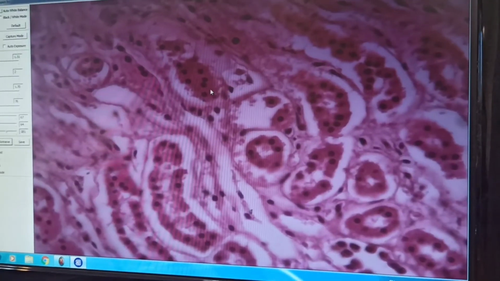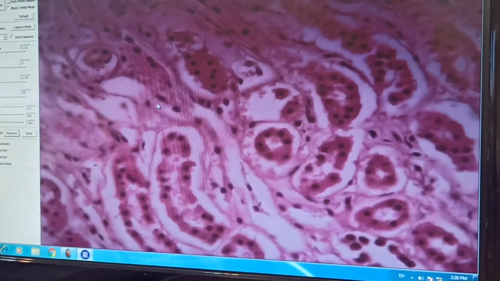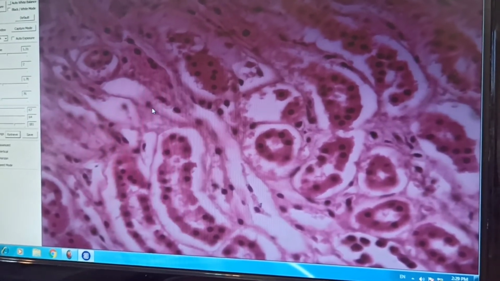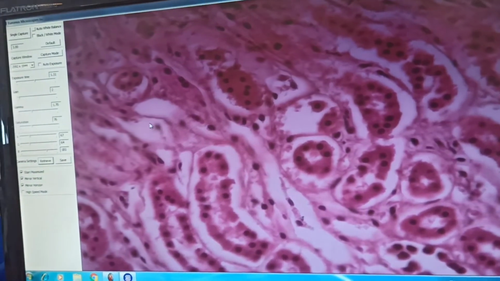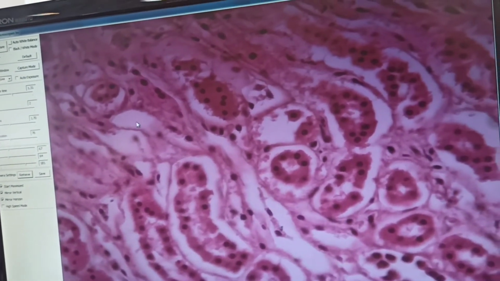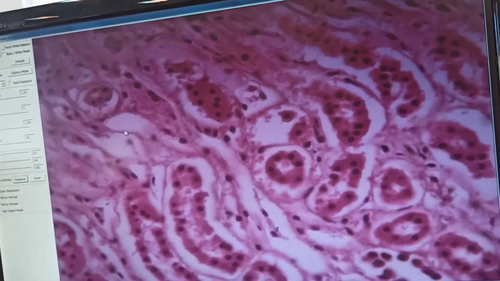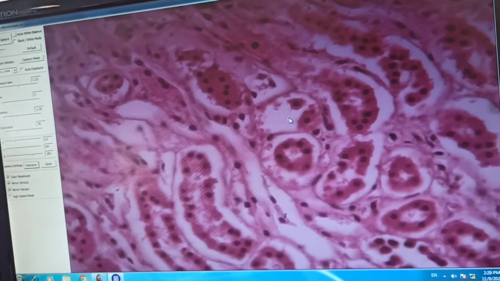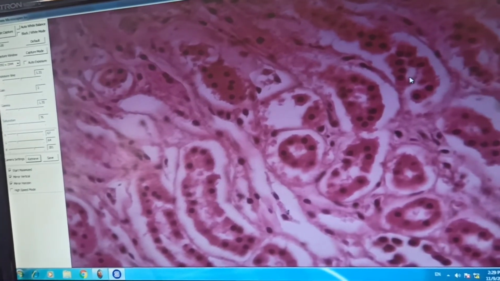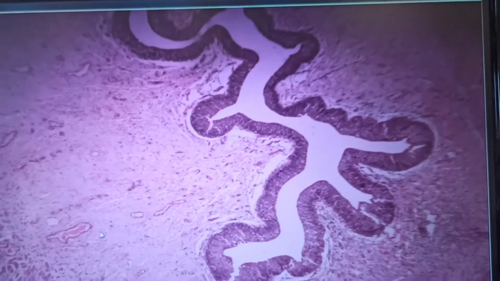The collecting duct and the loop of Henle. The loop of Henle is very similar to the capillary. If we see red blood cells in it, it means we have a capillary. Without red blood cells means we have the loop of Henle. Most of these are the loop of Henle. The epithelium is very clear, darker than the other part.